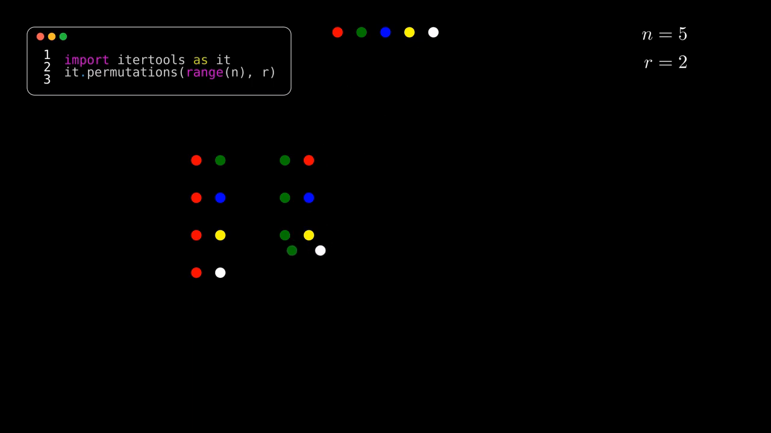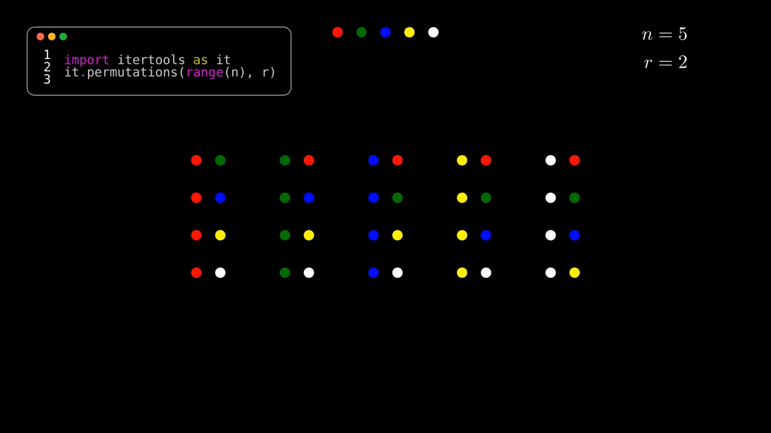We start with the red first. Now we start with the green. Start with the blue. Finally, not finally, the yellow. Finally, starting with the white. Okay. And you see here, let me pause it. You see there in the top left, red, green, and then next to it to the right, green, red. So those are 2 different things to count because we care about the order in permutations.